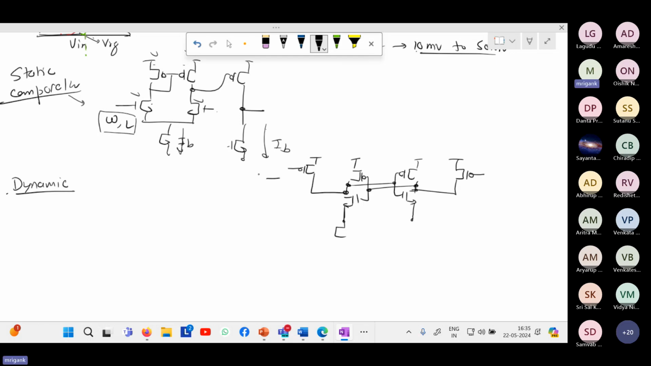This is your pre-charge device. These are two input devices. You can have the VREF and VIN over here. And at the bottom, you have this, which is driven by clock. This is also driven by clock. So rather than putting it as a pre-charge, I can put the clock signal directly over there.